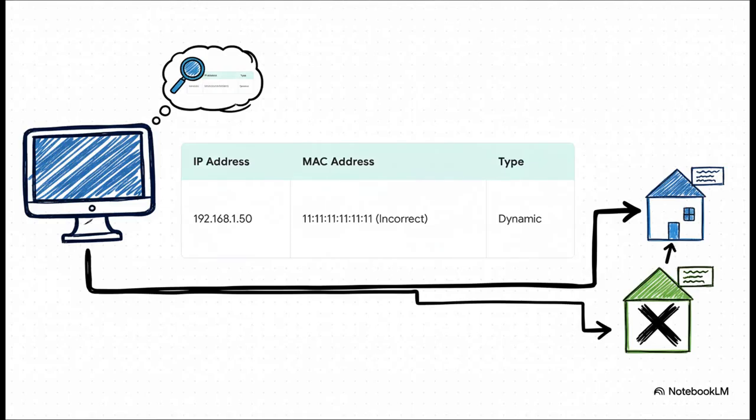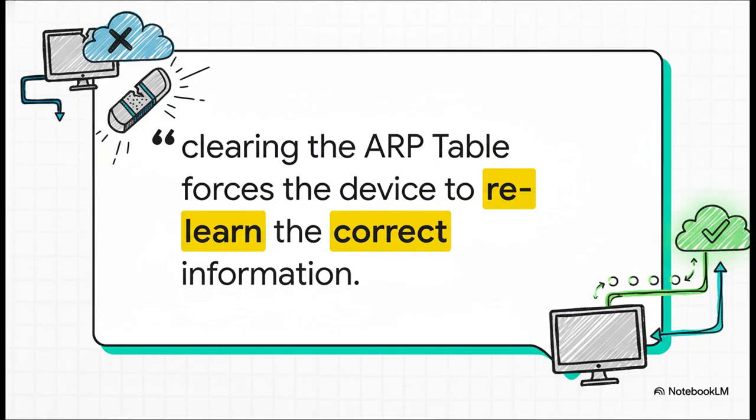For example, let's say you check your computer's ARP table and you see this. You're trying to reach the device at 192.168.1.50, but for some reason, your table has stored the wrong physical MAC address. Your data is literally being sent to the wrong house. So what's the fix? Well, it's actually surprisingly simple.